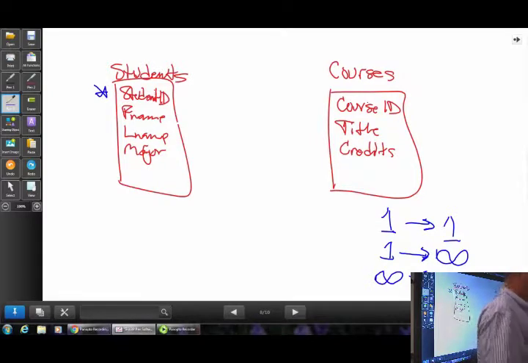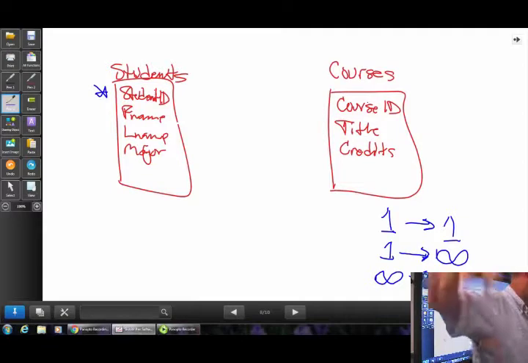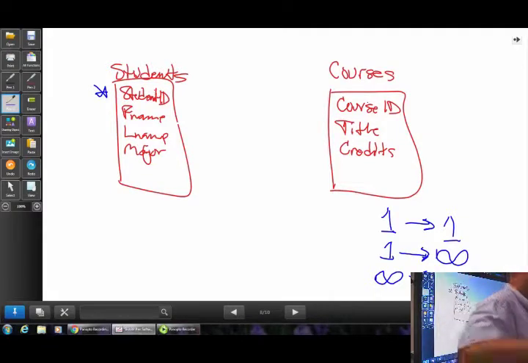Right, so my transcript says you need Chemistry 1000. I go out and take any section of Chemistry 1000, it doesn't matter. Professor Smith, or whoever. So that's also unique, isn't it? Yes. Okay, so my course ID is also unique.